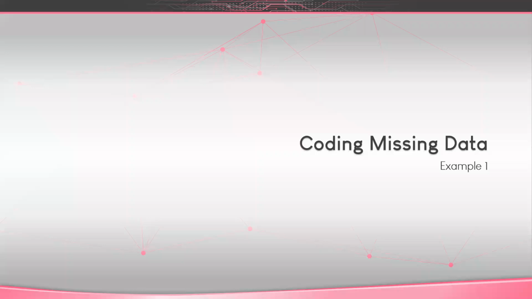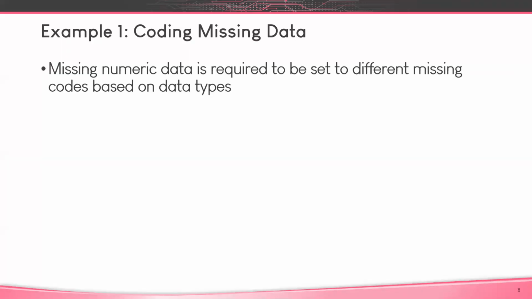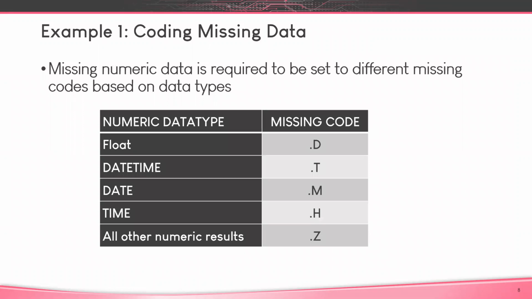Coding missing data, example 1. We want to code all of our numeric missing data to have numeric missing codes. And we typically use if then else to assign each of these individually. So we would have to know the name of every single variable, know what type of data was being stored in that variable, and then use a series of if then else. And these are the missing codes that we want to actually assign.